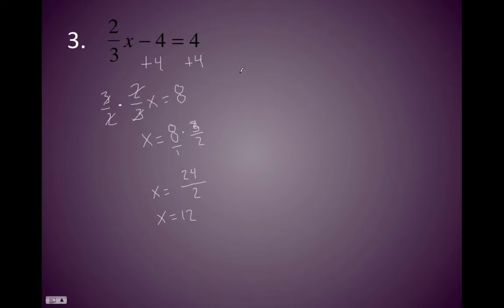Let's plug that back into the equation. So we have 2/3 times 12 minus 4 equals 4. Well, 2/3 times 12, put 12 over 1. This is a fraction, so we've got to make it a fraction. 2 times 12 is 24. 3 times 1 is 3. 24 over 3, we know that's 8. 8 minus 4 is 4. Oh, 4 equals 4. That's a true statement. We know that x equals 12 is the solution to this equation.